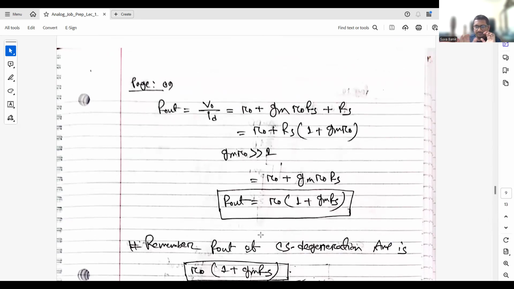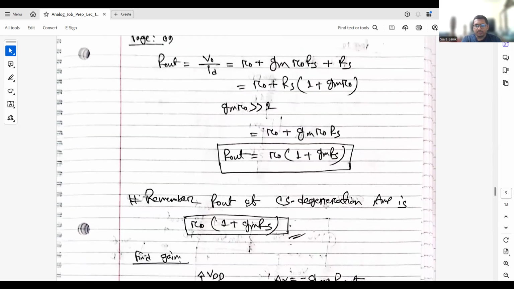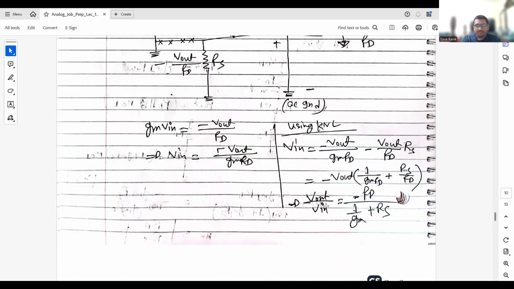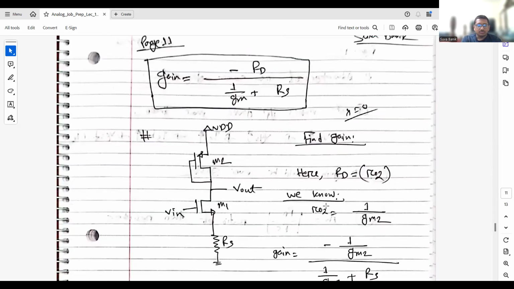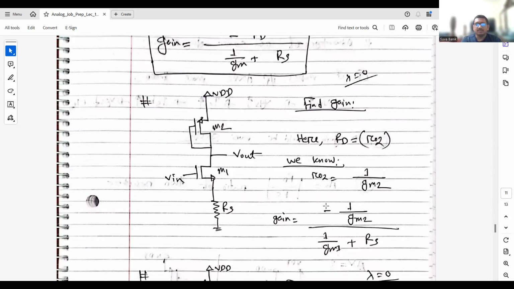The output resistance, sorry, not for the entire amplifier, just for the transistor which is source degenerated, is R out equals RO, the drain to source resistance, times 1 plus GM RS. And for a better explanation, you can find any book, for example Behzad Razavi's books, if you want to learn more about this topic. If you just know this simple equation, then we can easily find out the gain of this circuit.